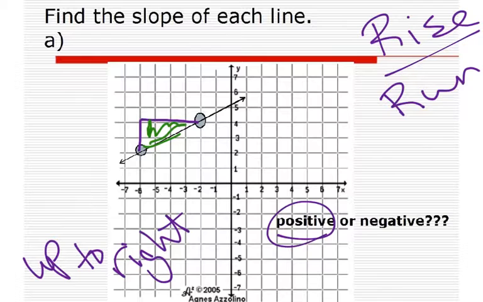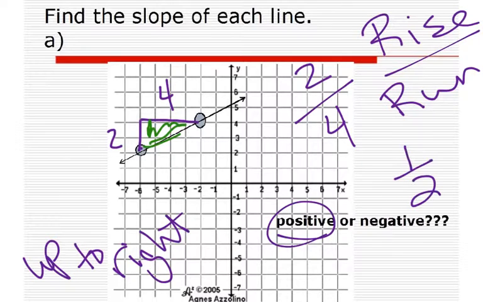Count how far up you went. You went up 1, 2. Count how far across you went. 1, 2, 3, 4. Okay? Remember that your rise is up and down, and your run is across because you run across the ground. So rise was 2, run was 4. So my slope is 2 over 4. We want to reduce that, and so that would be 1/2. We said it was positive, so my slope is a positive 1/2.